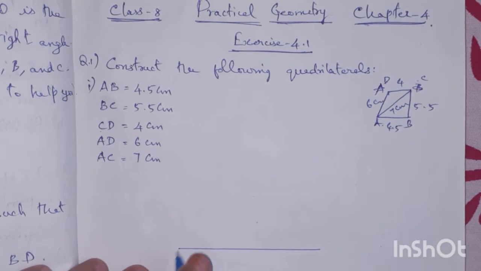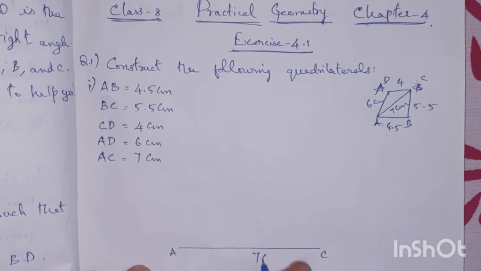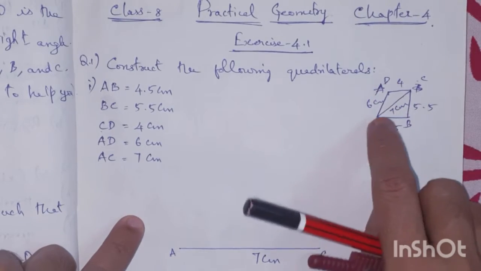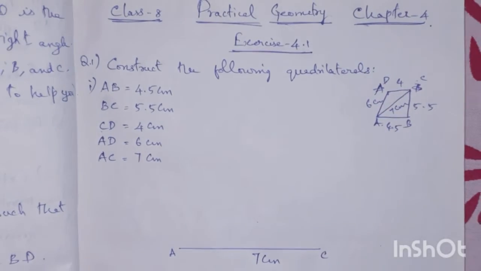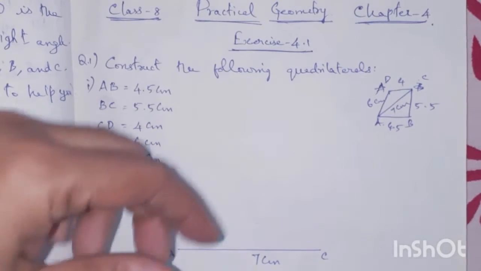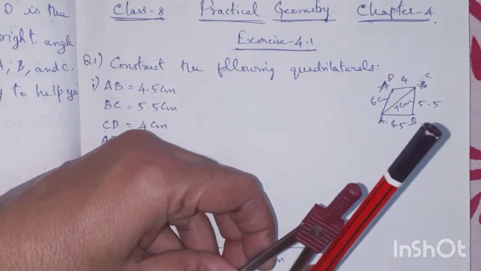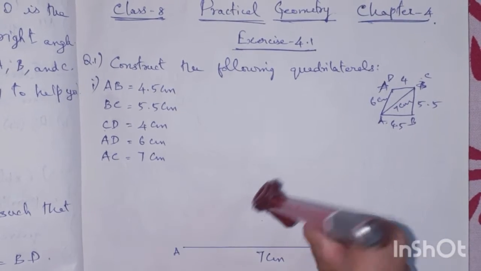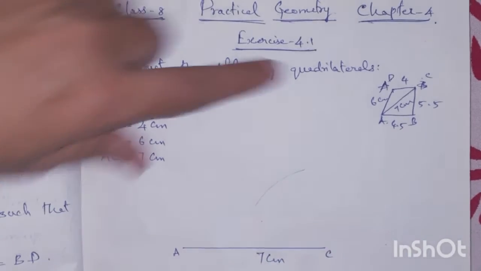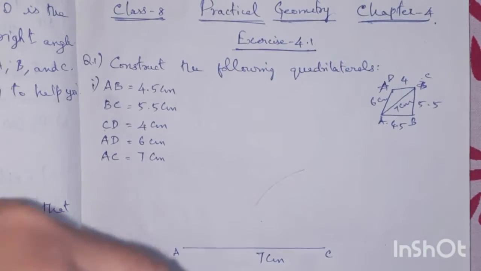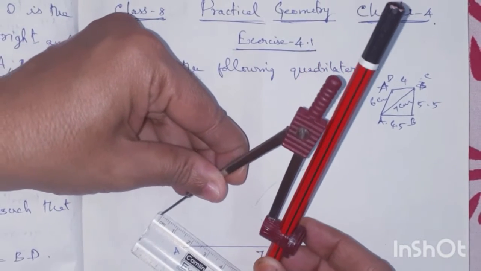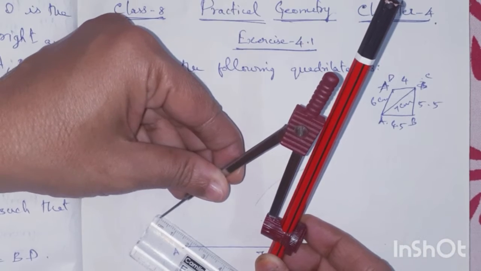Seven centimeter. This is A and C. AC equal to 7 centimeter. Now for CD and AD. First we take CD. CD is 4 centimeter. Now AD is 6 centimeter.